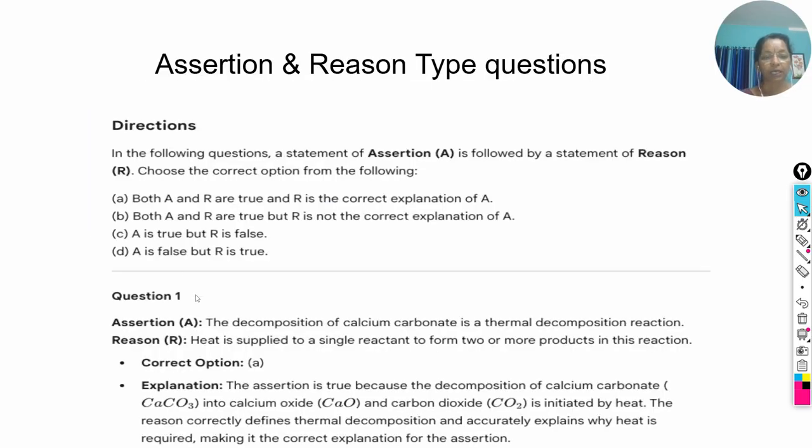Assertion and reason: the decomposition of calcium carbonate is a thermal decomposition. We know calcium carbonate is decomposed by applying heat, so the assertion is correct. Heat is applied to a single reactant to form two or more products in this reaction. That is also correct, since that is the definition of a decomposition reaction. So the answer is option A.